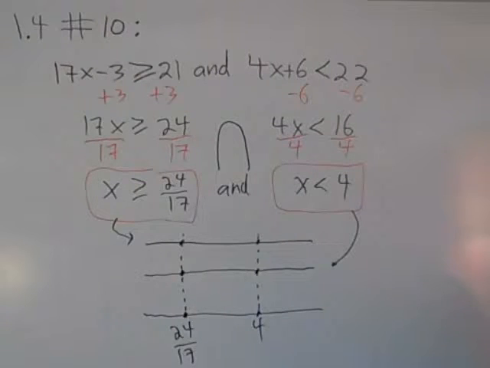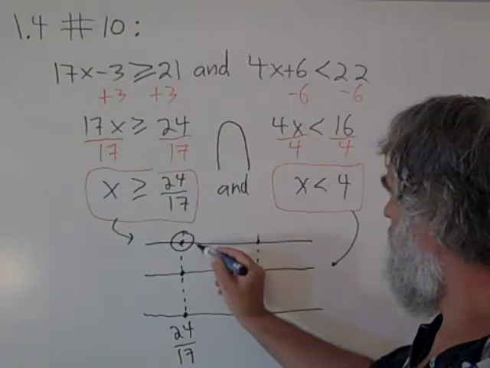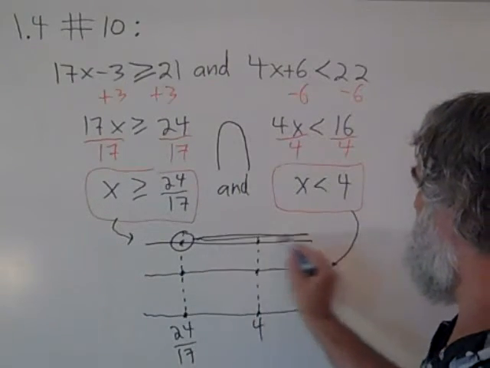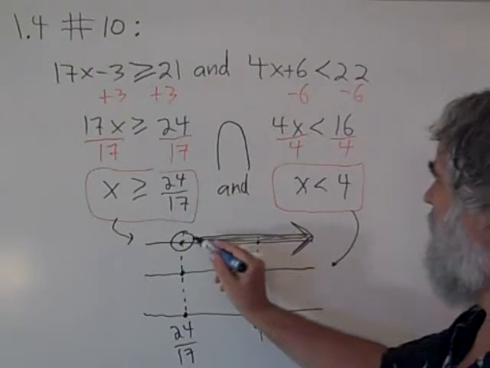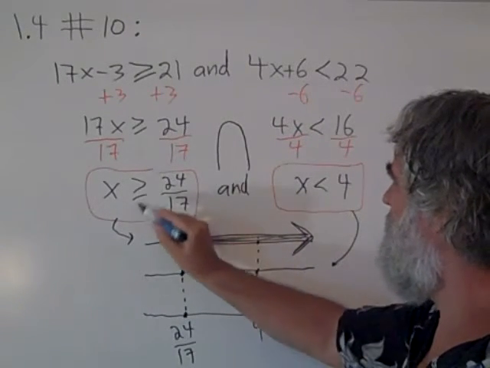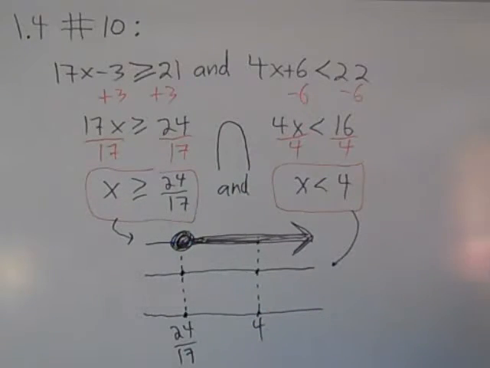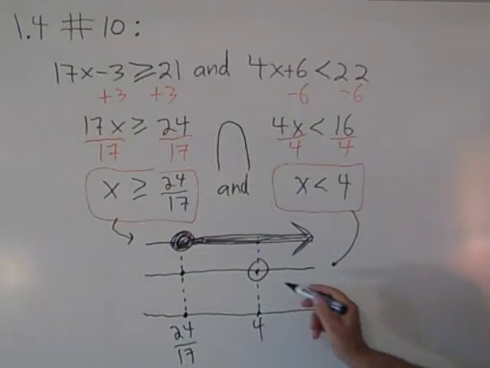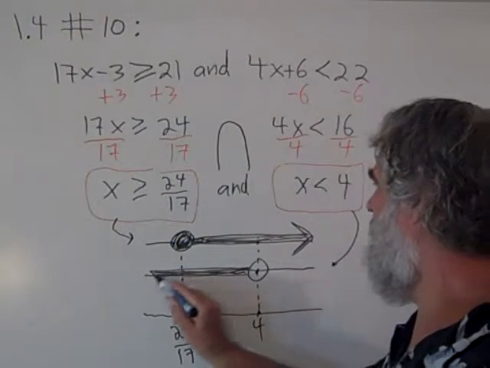So solving the first linear inequality, x is bigger than or equal to 24/17 means it's to the right. Larger means to the right of 24/17 on the number line, so it goes off that way. And or equal to means we fill in that circle. We're including those points. X is less than 4 now means x is to the left of 4, smaller than 4. So x is over here.